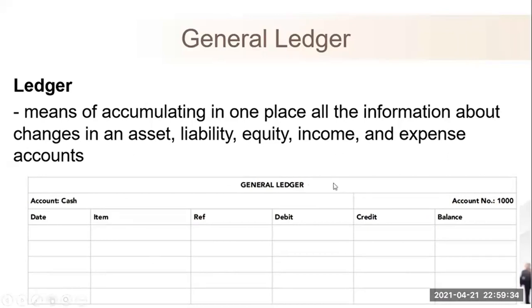And so, ito yung itsura niyan. General ledger, for example, account niya cash. Yung date, galing naman to sa general journal. Yung item, or siguro yung account na na-involve dito. And then kung debit ba siya or credit. Kung nagbayad ba tayo ng salary expense, kung naka-receive ba tayo ng cash from sales, pwede natin i-reflect dito. And then yung balance, no? Okay?